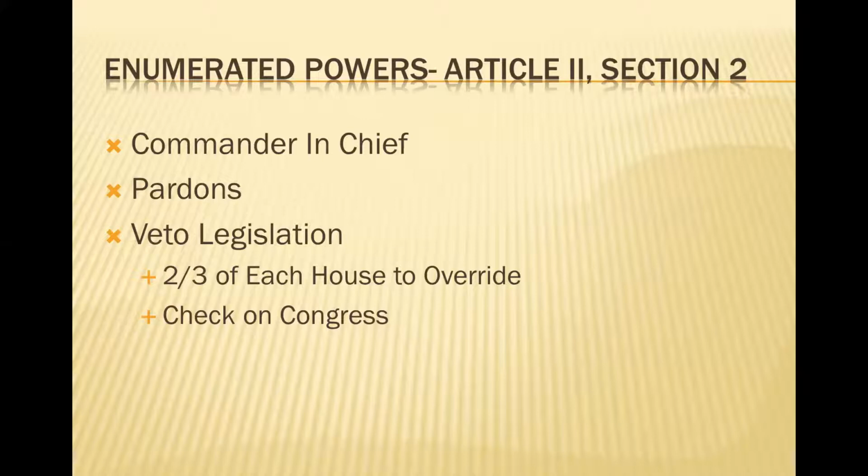The president also has the ability to pardon, which is a check that the president has on the courts. And another check that the president has on Congress is that the president can veto legislation. If both houses of Congress pass a bill and the president doesn't like it, the president can veto that. And the veto can be overridden if 2/3 of each house, 2/3 of the Senate and 2/3 of the House of Representatives vote to override. And so this is an important check that the president has on Congress. But again, if Congress overwhelmingly supports that bill, the Congress can override the president's veto.